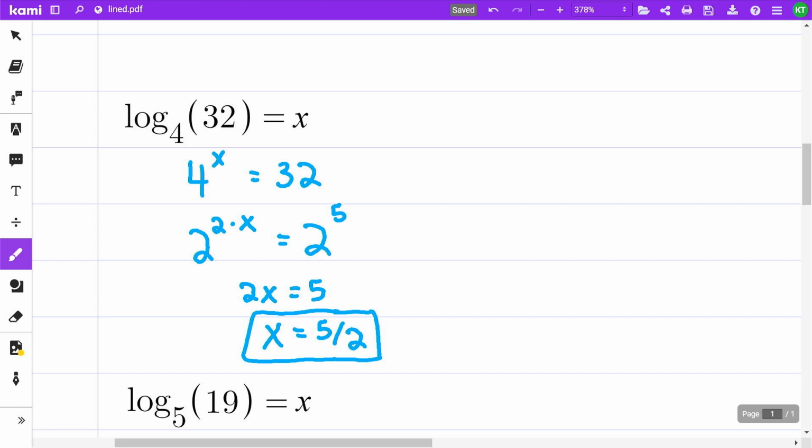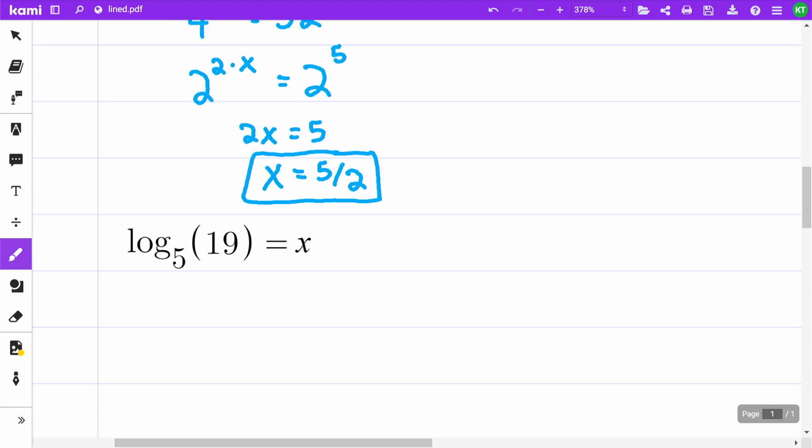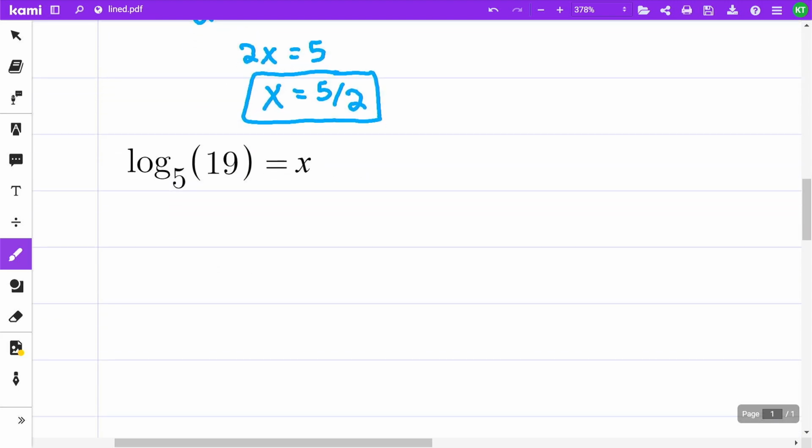And then lastly, I have another example of evaluating a log, and this one's going to be a little bit different. So I have log base 5 of 19 is equal to x. So I would have to go ahead and see if I can do anything with that in exponential form. So I can write that as 5 to the power of x equals 19. And so we can try like we did last time, but there's no base that 5 and 19 both share.